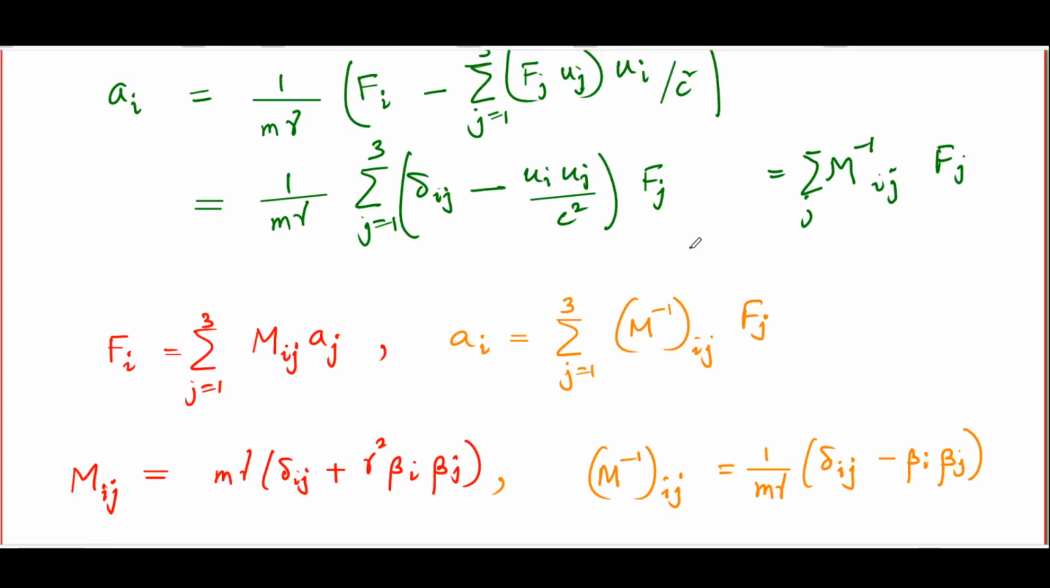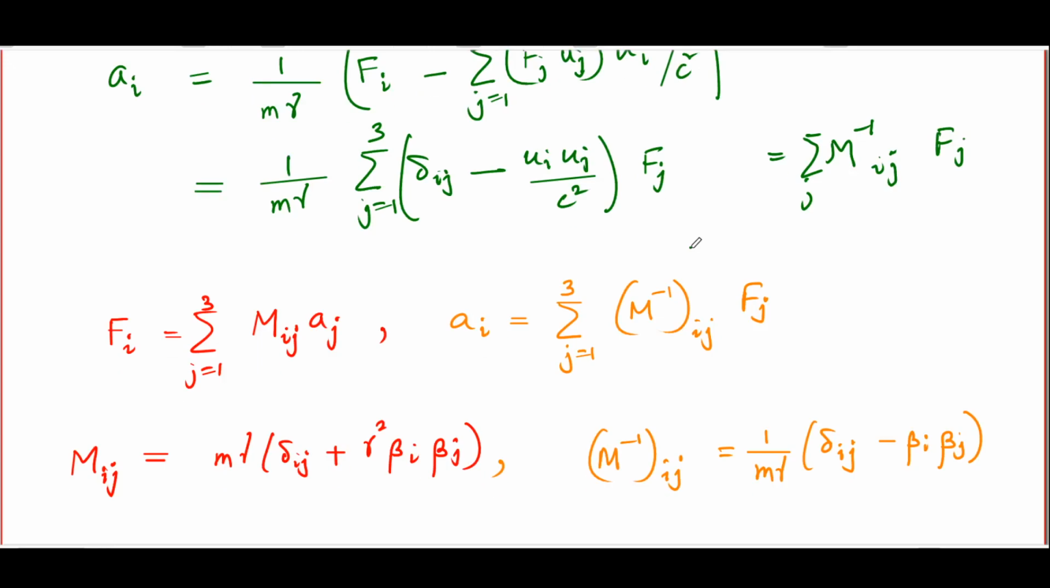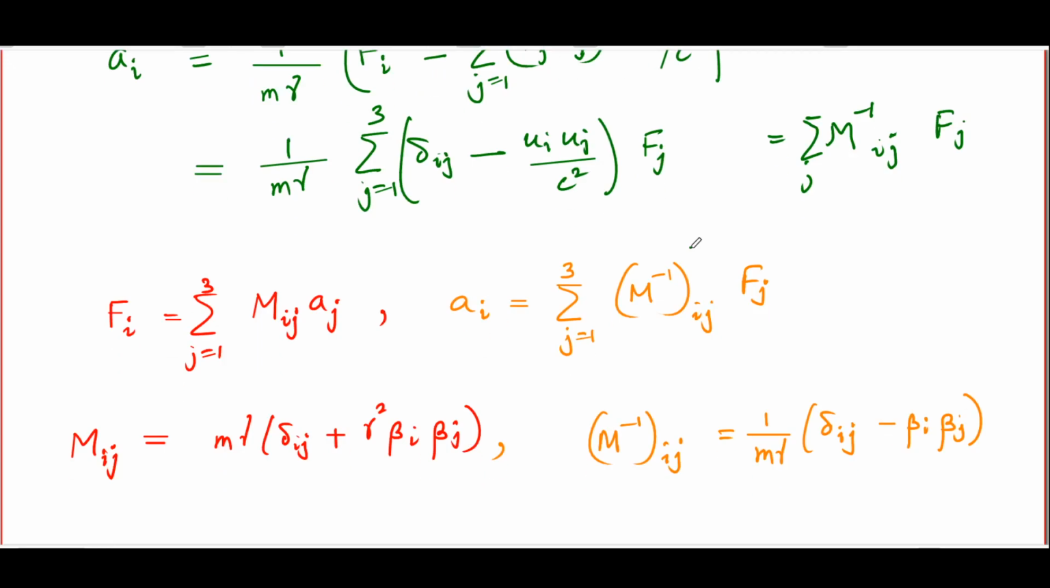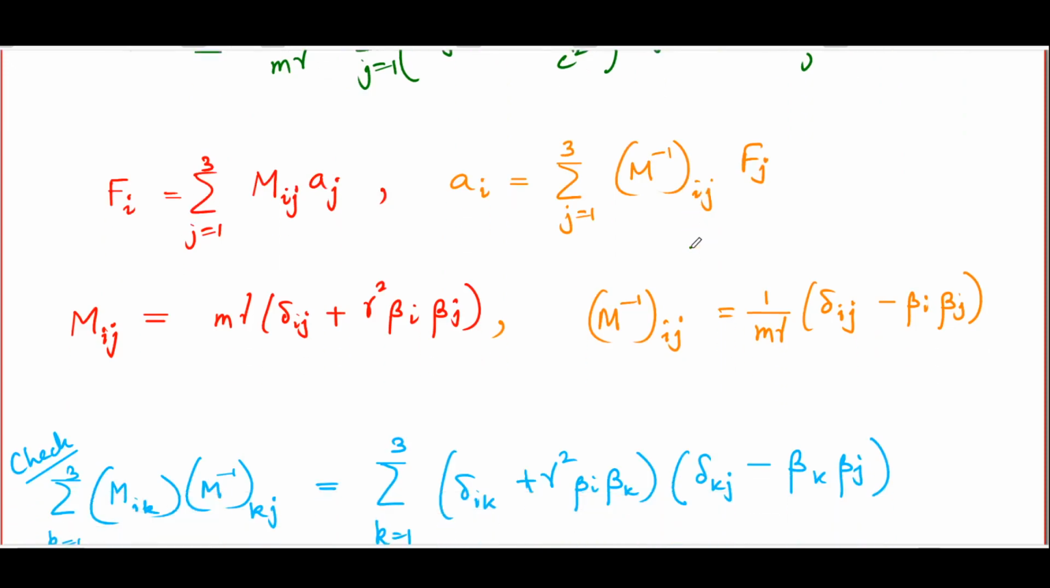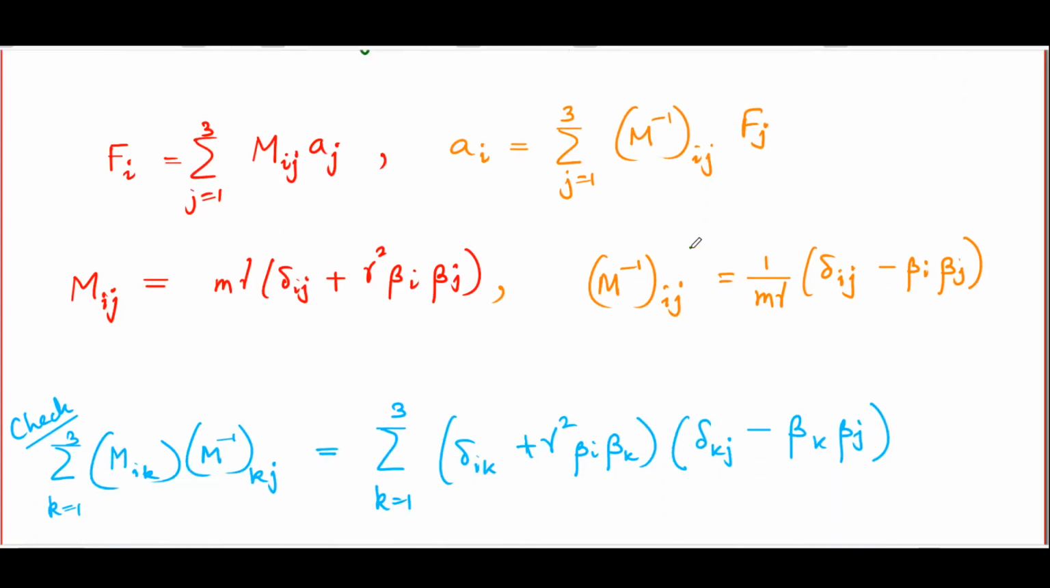Just in case this seems too simple to be true, let us point out that you can immediately check whether this is correct by multiplying the two matrices M and M inverse. So the ijth element of the product of M and M inverse is simply M_ik times M inverse_kj, summed over k. If I now plug in the expressions that we have, the mγ and the 1 by mγ obviously cancel, and we have this particular sum over k: (δ_ik plus γ² β_i β_k) times (δ_kj minus β_k β_j).